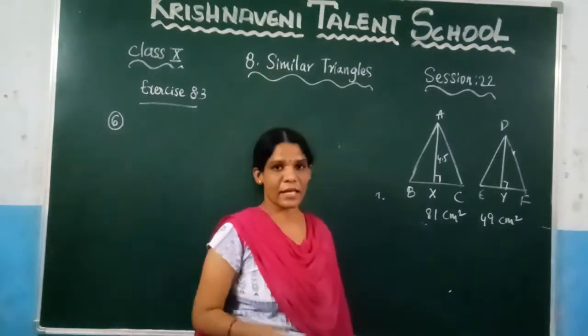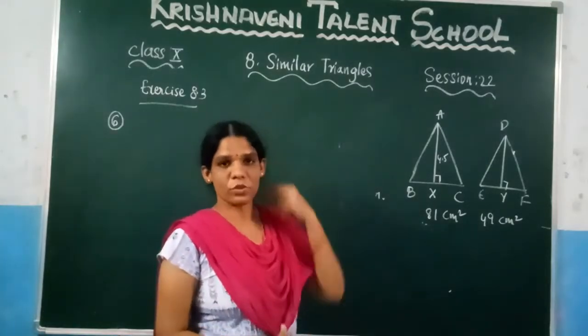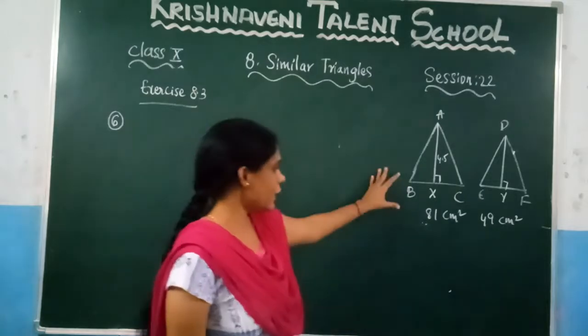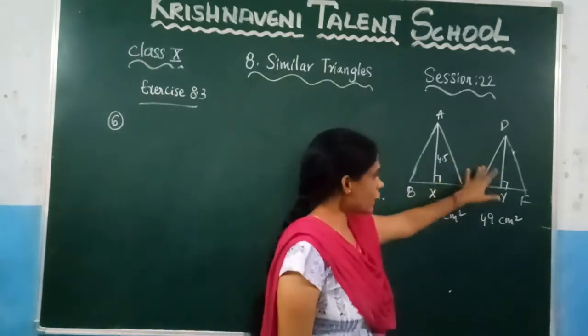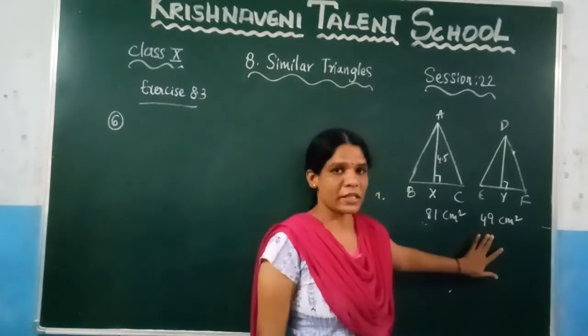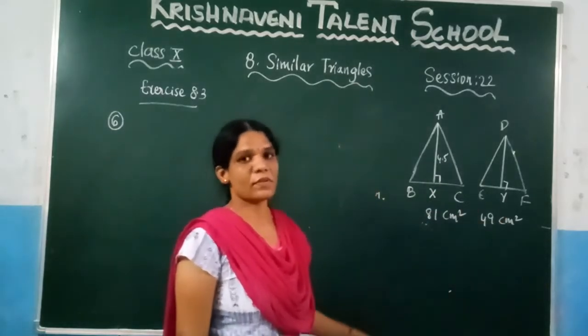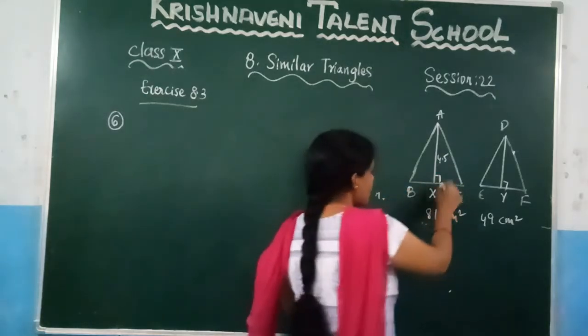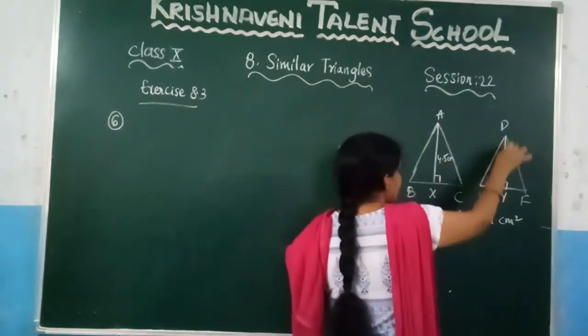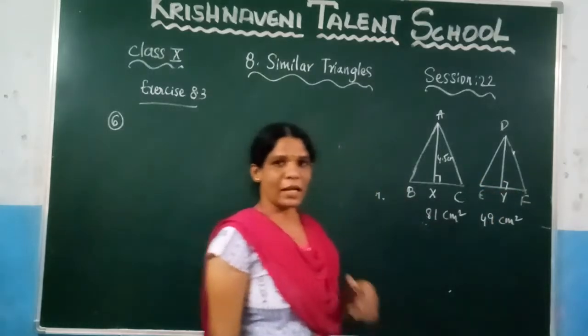So what is the question they have given here? The areas of the two similar triangles: the bigger triangle area is 81 centimeter square and the smaller triangle area is 49 centimeter square. And they have given the altitude of the bigger triangle, which is 4.5 centimeters, and you need to find the altitude of the smaller triangle.